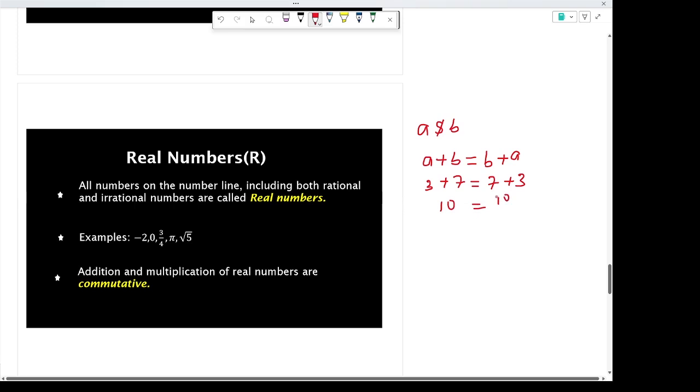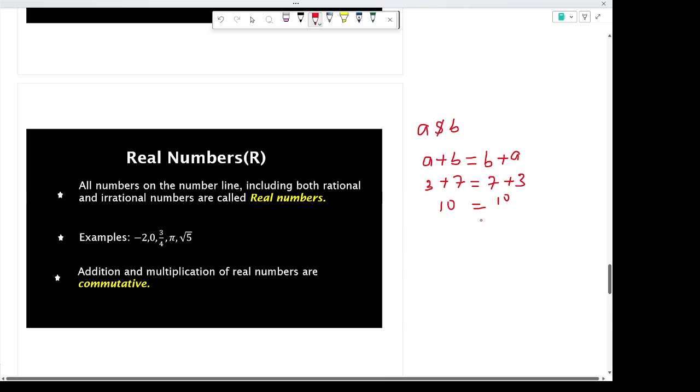So you can see the addition of the two integers, 3 and 7, results in the same answer, irrespective of their different order. So here we can say that the addition of real numbers is commutative. The two integers, A and B, 3 and 7, added together in different orders, did not affect our result. So as I repeat, the addition and multiplication of real numbers are commutative.